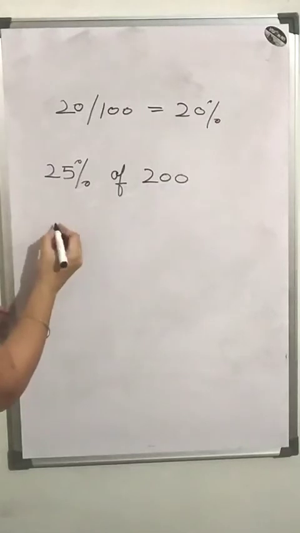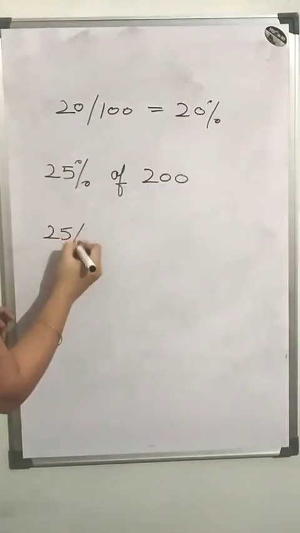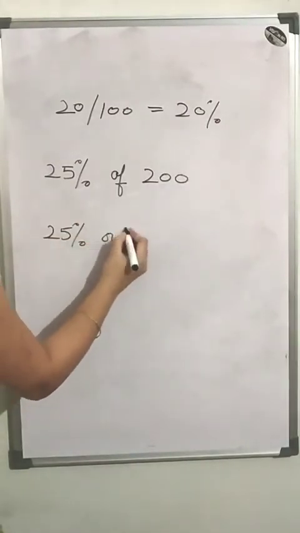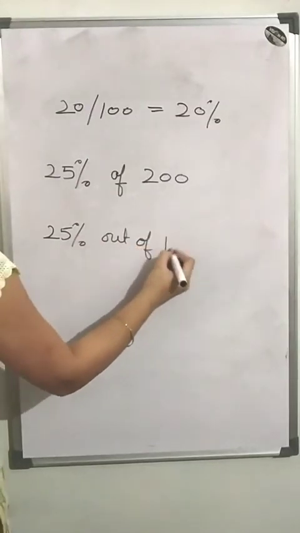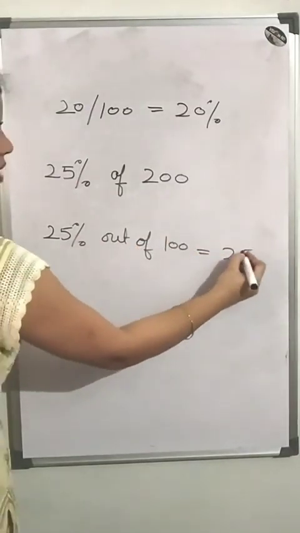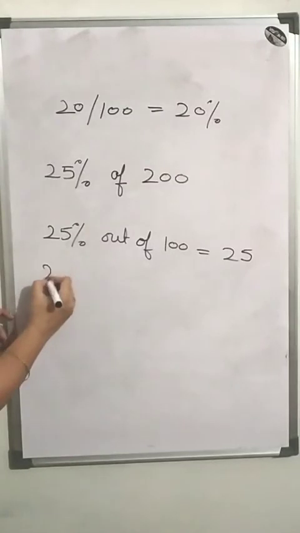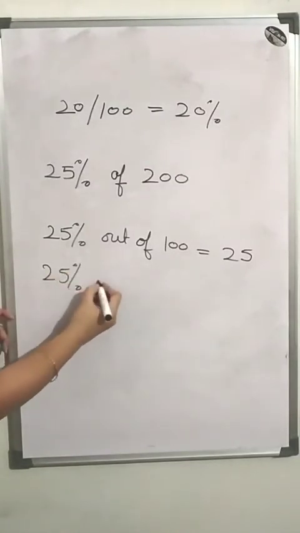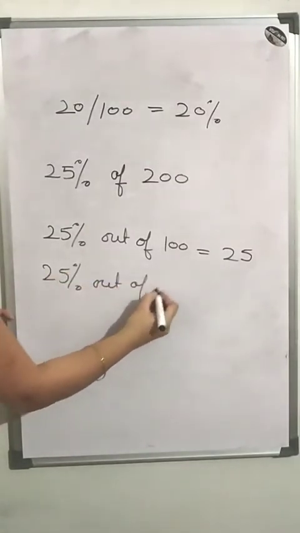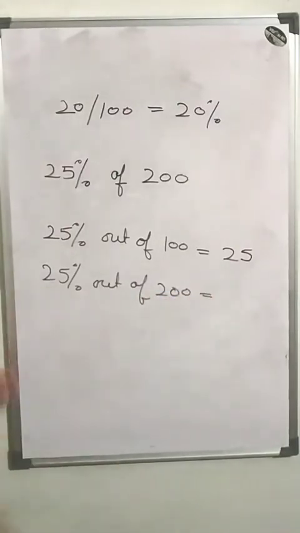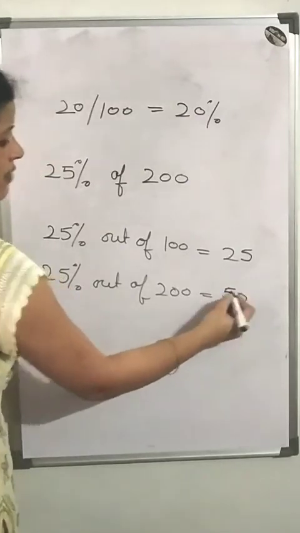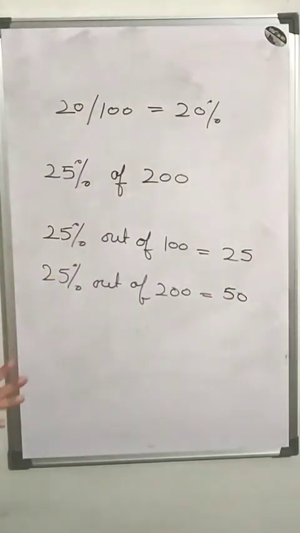Just see this one. If I say 25% out of 100, then we can say he got 25 marks. But if I say 25% marks out of 200, it means he got 50 marks. Then how do we find it? You understand my meaning? Now just see how we solve this one.